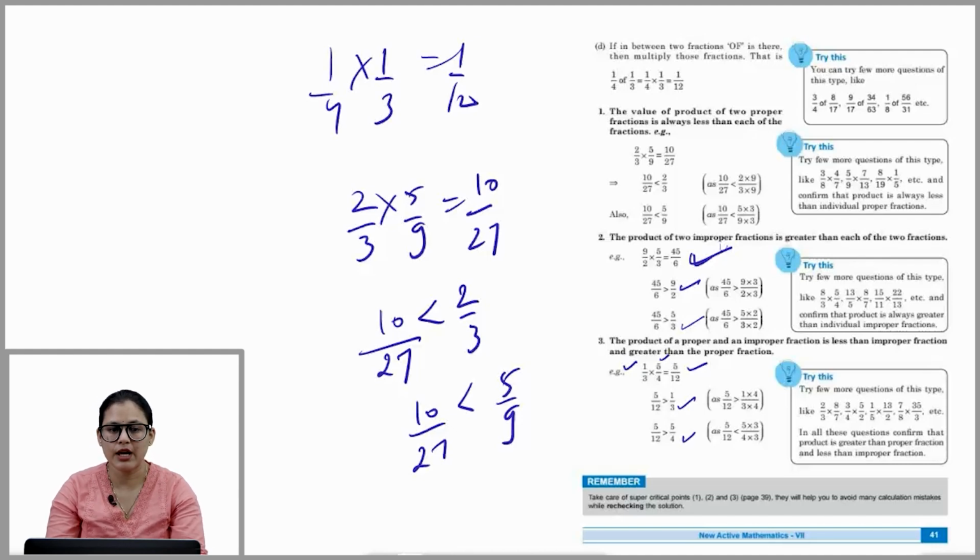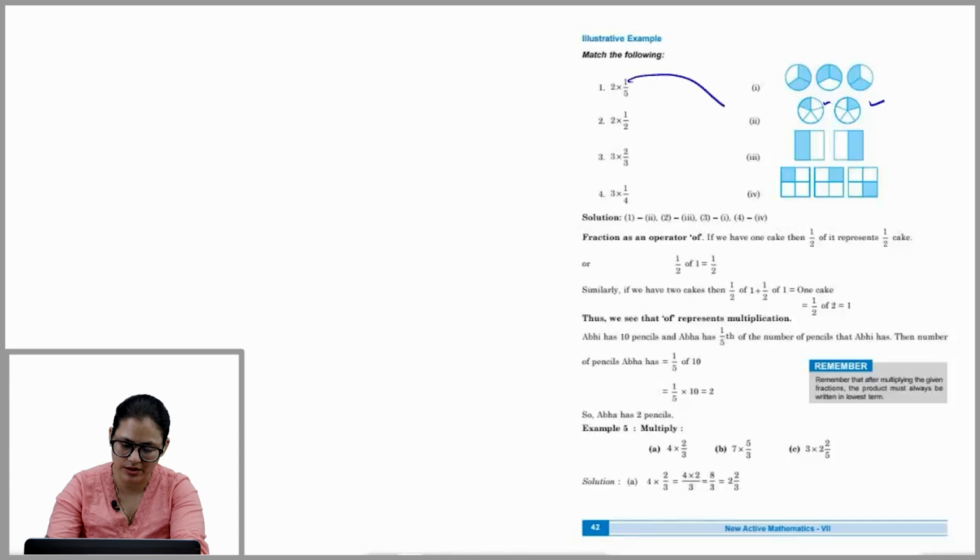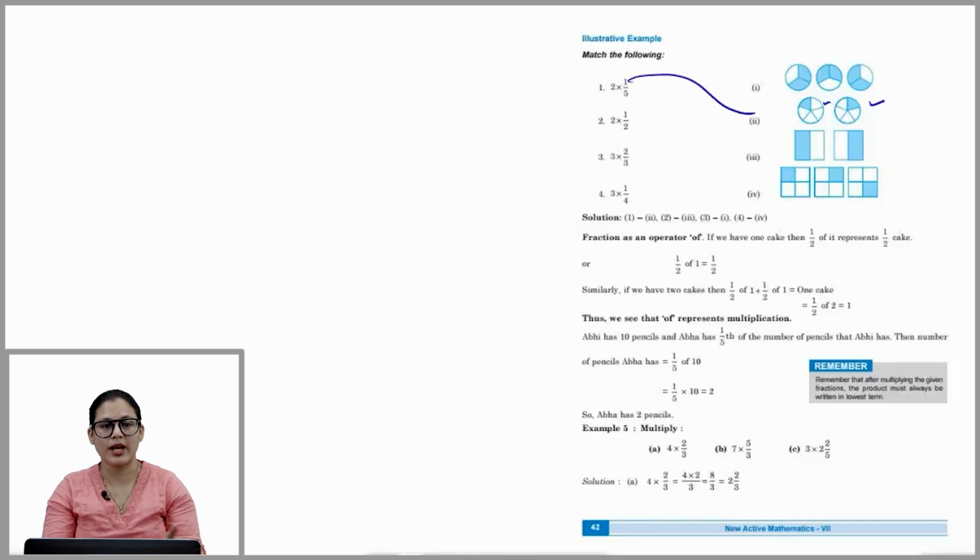Remember, take care of super critical points 1, 2 and 3, which are given on page number 3. They will help you to avoid many calculation mistakes while rechecking the solution. Illustrative example, match the following. In this case you have to match these mixed numbers to these figures. See, 2 whole 1 by 5 is what? See, there are 2 whole figures and one part is shaded out of 5. So you will match this to this. Then 2 into 1 by 2 is this. 3 into 2 by 3 is this, and 3 into 1 by 4 is this.